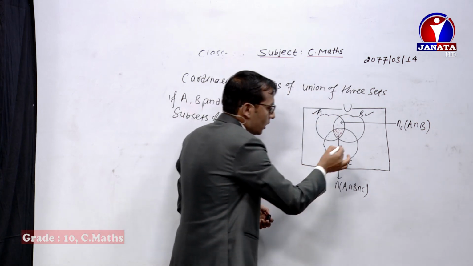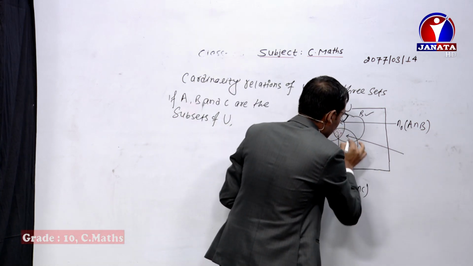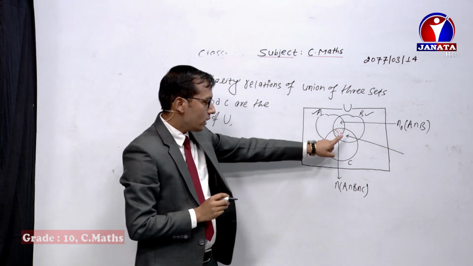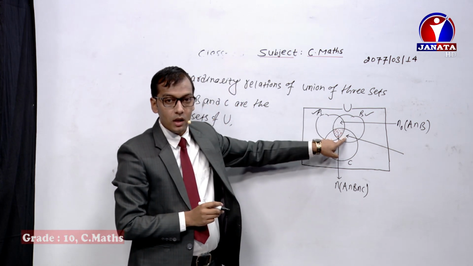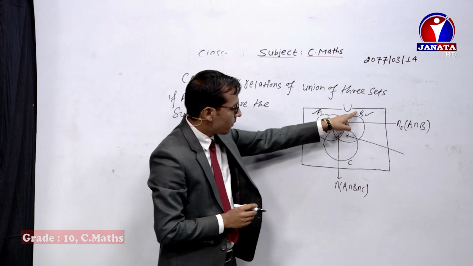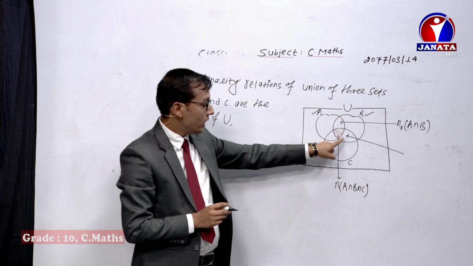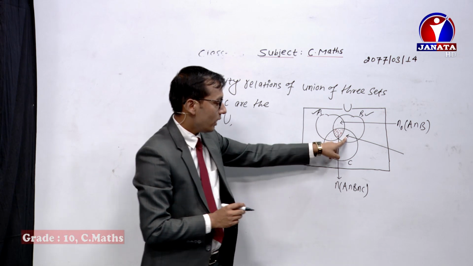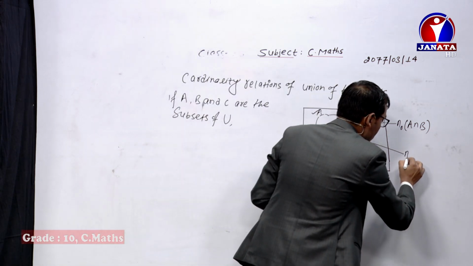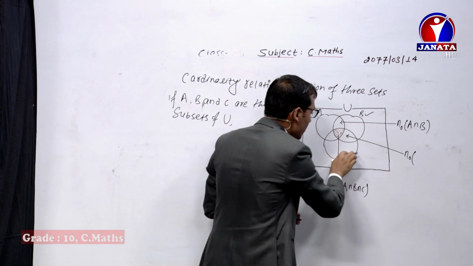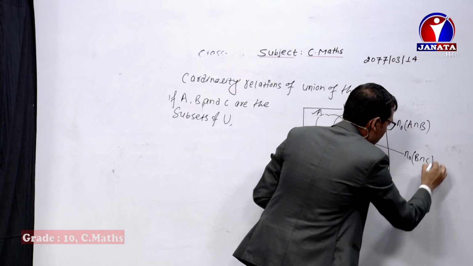Similarly, look at this region. This is the common region of set B and C, but not of A. So we denote this region by n only B intersection C.